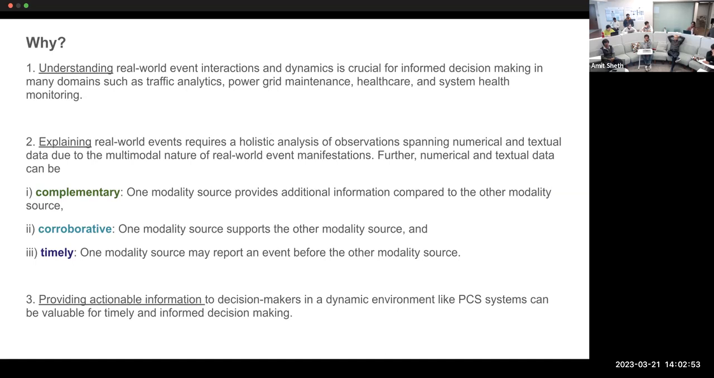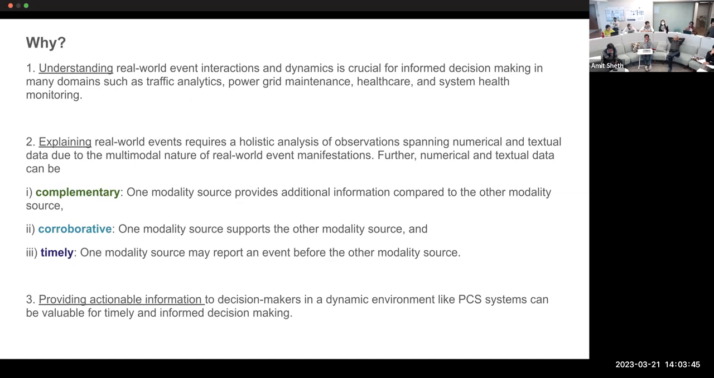The second event type he tries to explain is corroborative. That means one modality source can support the other modality source. Both Twitter and phylogen can include the same events that happened at the same time. And the third is timely events, where one modality source may report an event before the other. For example, if an accident happened, people may start reporting the incident on social media like Twitter before it is recorded in phylogen. So there can be a timing difference between these events and their reporting.